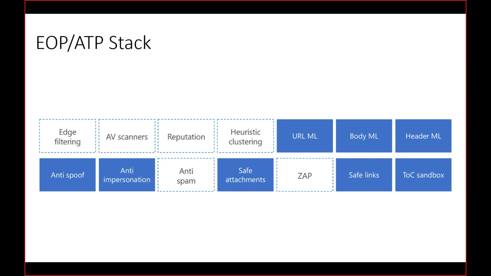And then we move back into ATP with safe attachments. What safe attachments does, and this is really the core of ATP, is we spin up a series of hypervisors unique to this one attachment. We open up the attachment inside of these multiple hypervisors, and we start to poke at it. So we pretend that we're a user. We try to mimic the end user environment. So we mimic your desktop environment, and we pretend like we're a user, and we wait for that thing to do something bad to the environment.